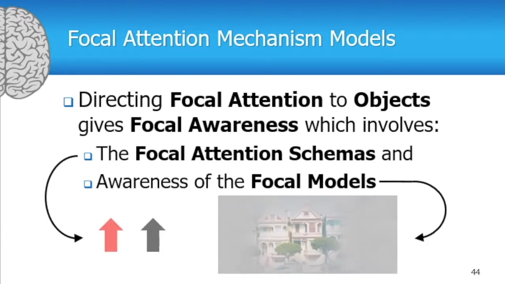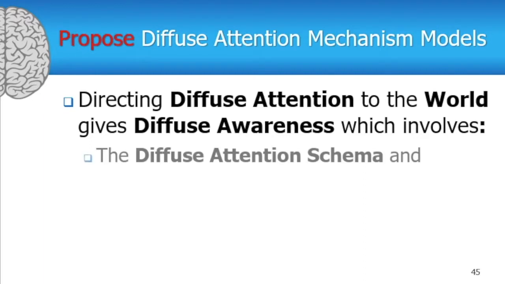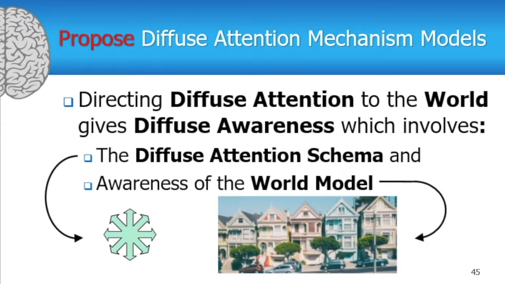Here's a second example of focal attention schemas and focal models that you experienced. I'm proposing a similar diffuse attention mechanism using this same kind of paradigm. Similarly, directing diffuse attention to the whole world gives us the diffuse awareness of the whole world, which involves the diffuse attention schema and awareness of the whole world model. So the new hypothetical model I am introducing here is the diffuse attention schema. I've drawn this as a ball of arrow locations to suggest that this mechanism must always pay attention to the entire world model.